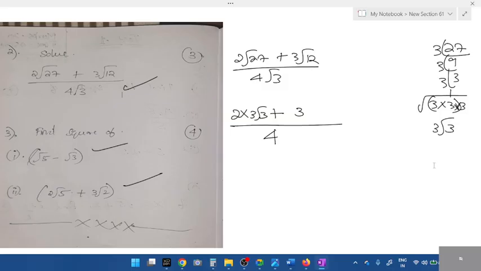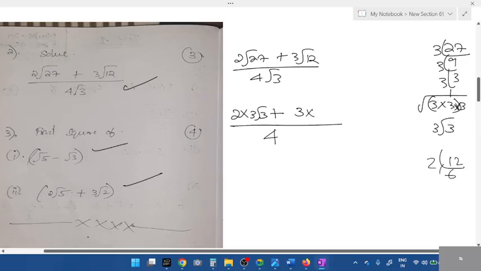Done? Okay. What about Andrea? Completed? Fine. What about root 12, students? What did you get for root 12? 2 into 2 into 3. You can take 2 outside, 2 root 3. So 2 root 3. And for this, as it is.